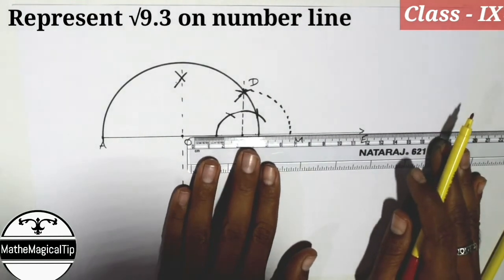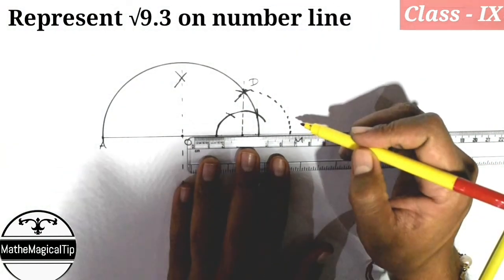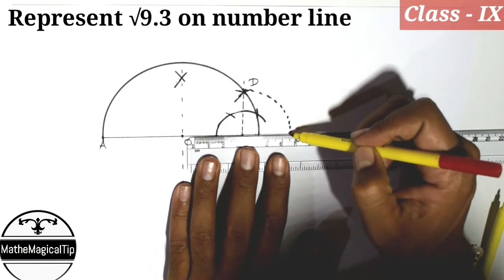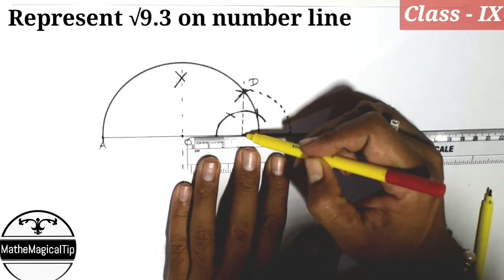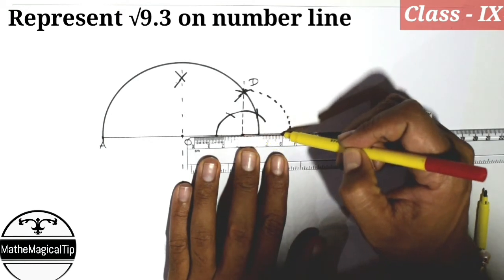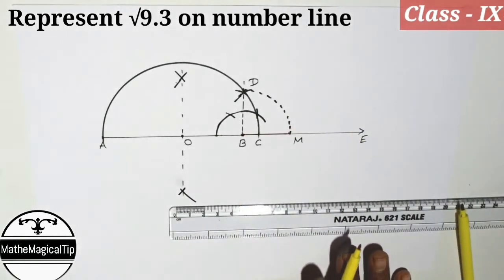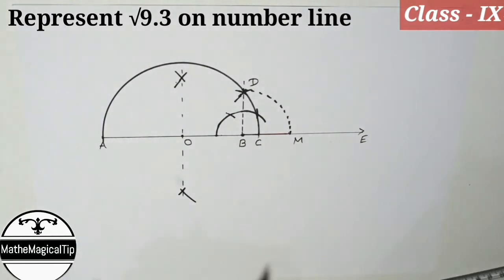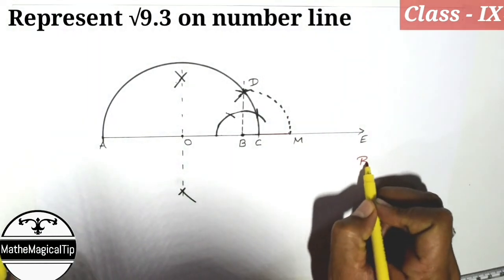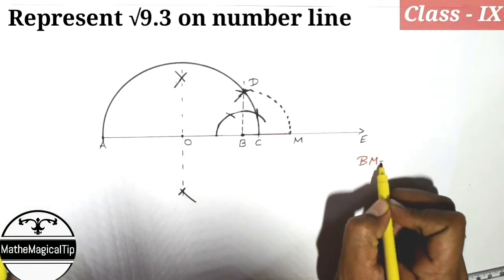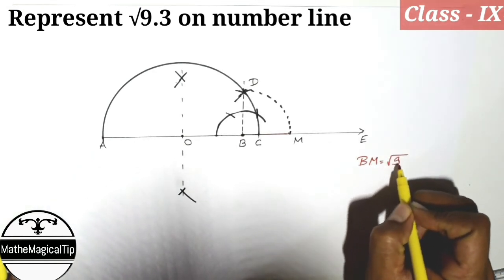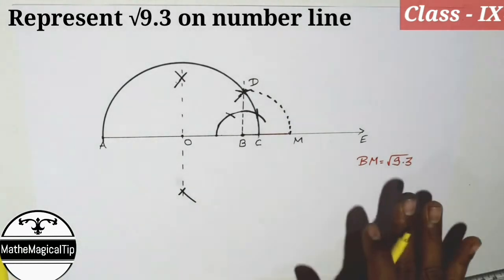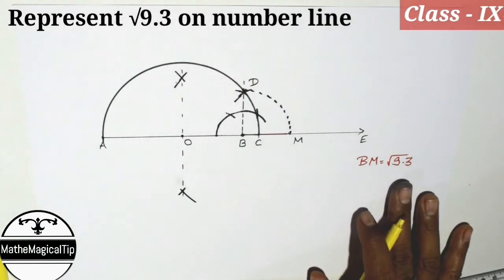What I got is this BM. I am highlighting BM with the red pen right now. This BM is the final answer of mine. This BM, what I located, is root 9.3. So BM equals root 9.3. So these are the steps to draw root 9.3.